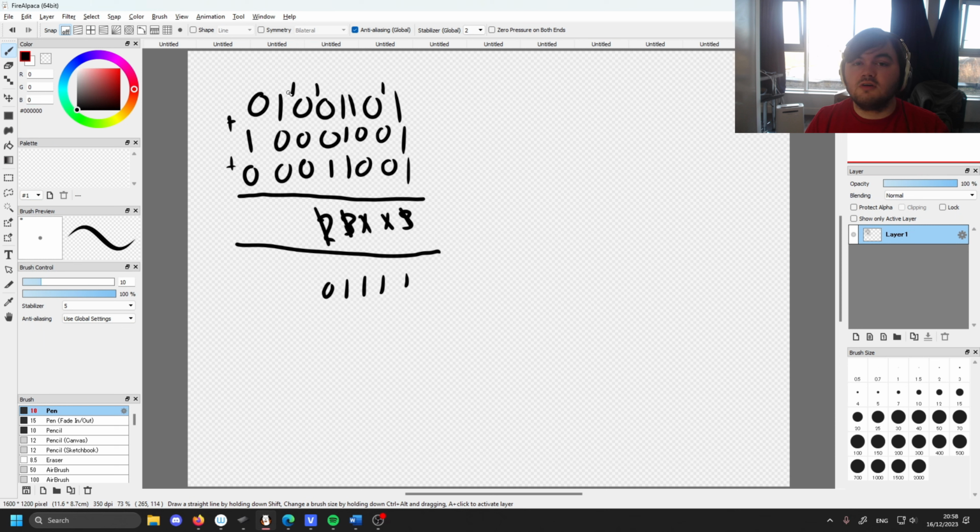The sixth digit is 0 plus 0 plus 0, but we have a carry, so the answer is 1. Digit 7 is equal to 1 plus 0 plus 0, and does not have a carry, so we just write the number 1. And lastly, the eighth digit is equal to 0 plus 1 plus 0 with no carry, so we write down 1. So in the end, our final number will be 11101111, or 239 in decimal.